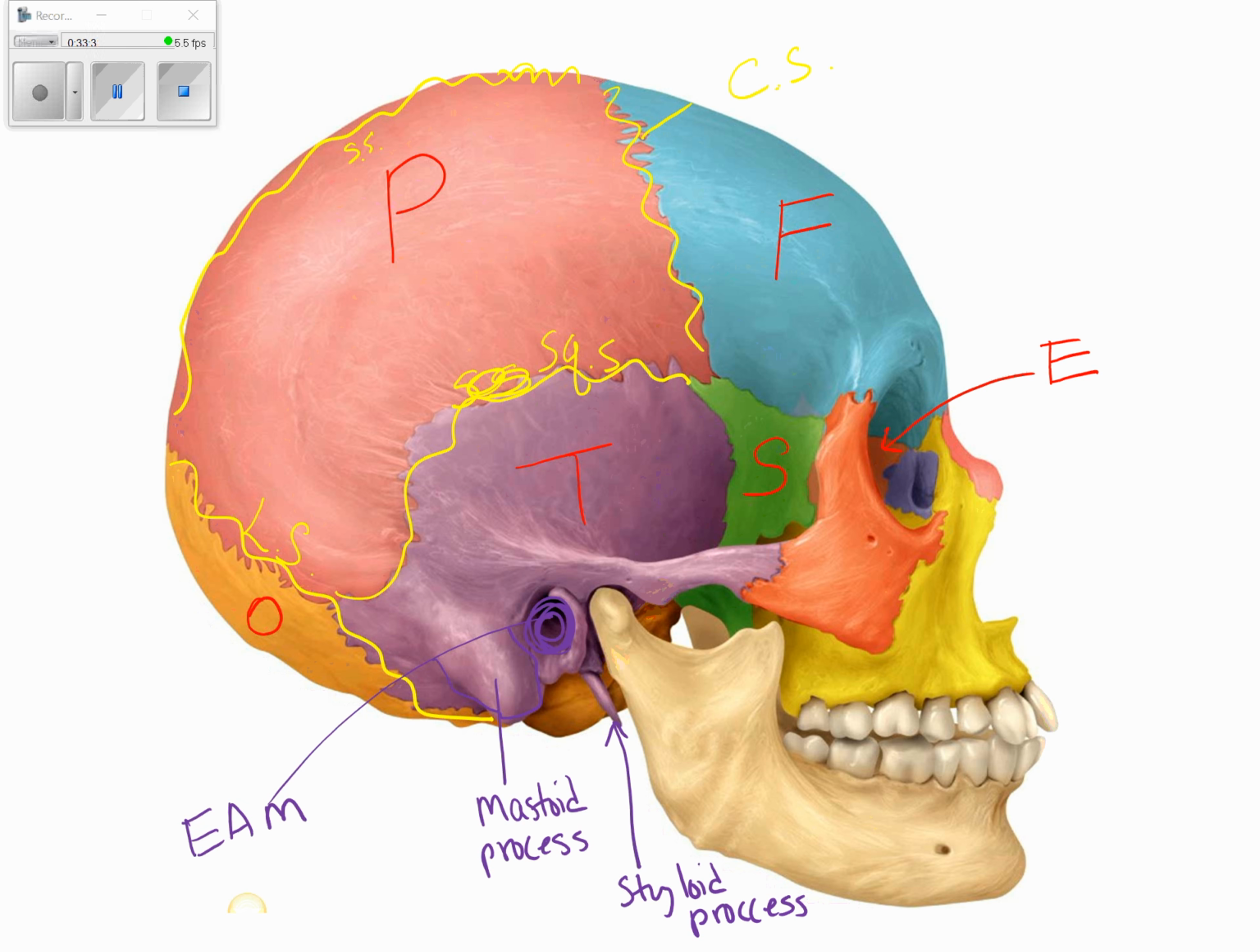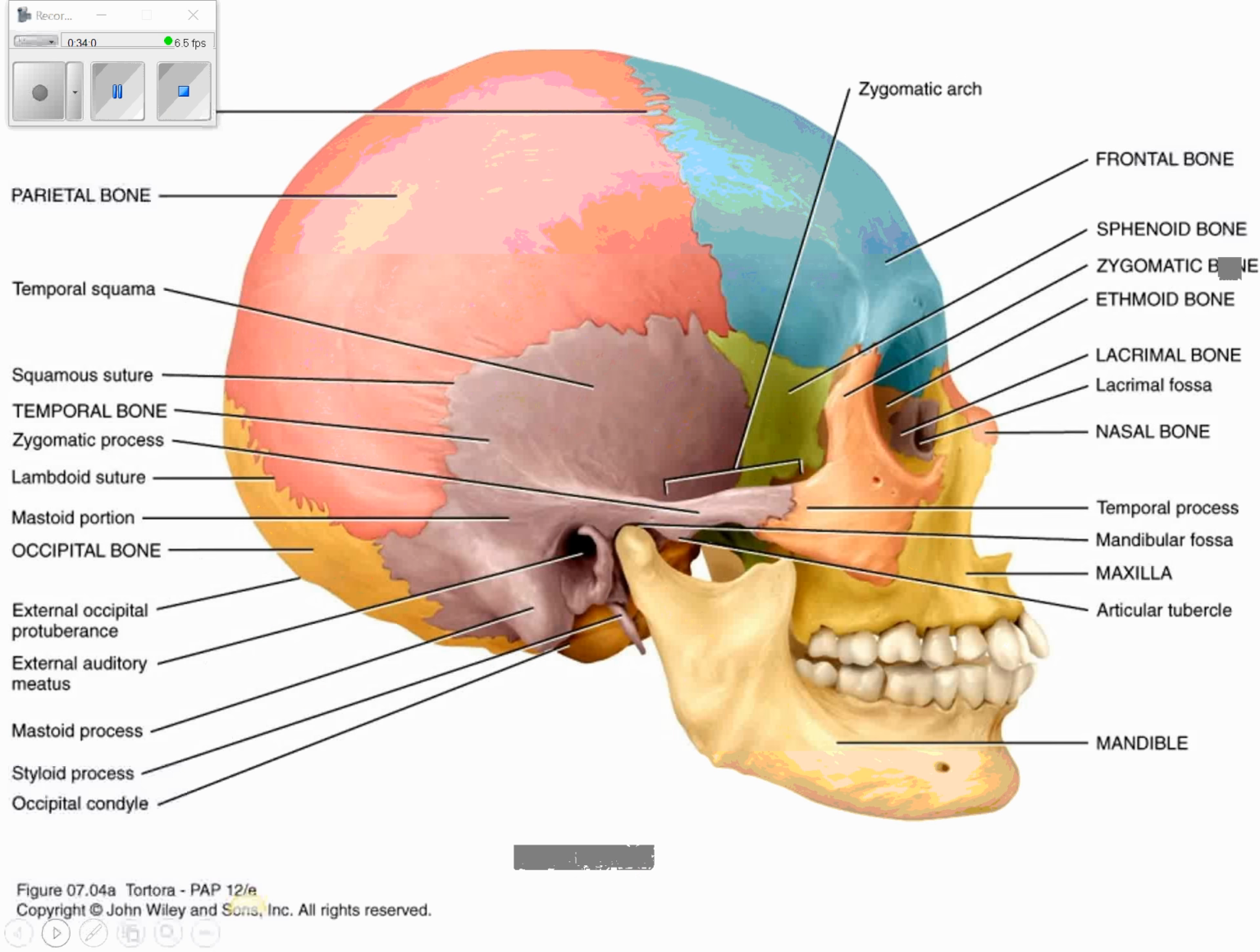Sometimes I'll ask what parts of the skull the temporal bone forms. Remember, it forms the external auditory meatus, the mastoid process, and also the styloid process. And we talked about what the occipital bone forms: the foramen magnum. It also forms those occipital condyles. So here is the lateral view with it all labeled. Everything that we talk about in the writing, make sure that you can label that on the pictures.